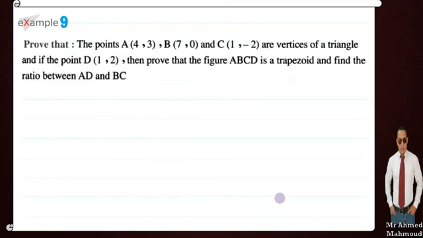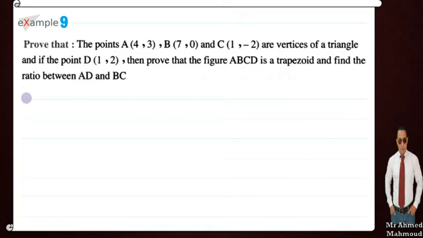Another example, number 9. Prove that A, B, C, and D are vertices of a triangle, and if D equals (1, 2), prove that the figure ABCD is a trapezoid. Find the ratio between AD and BC. To prove that the 3 points are vertices of a triangle in general, by using the slope, I will find the slope of AB and BC. They must not be equal, to be not collinear.